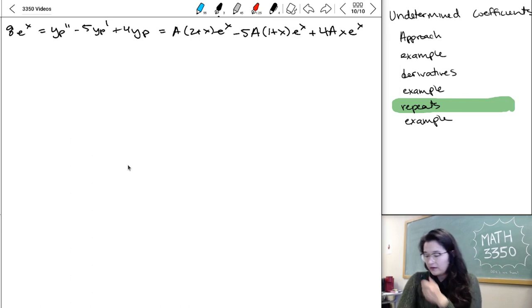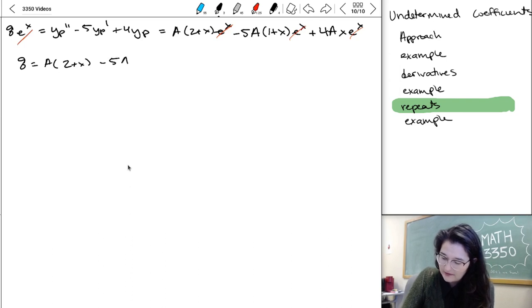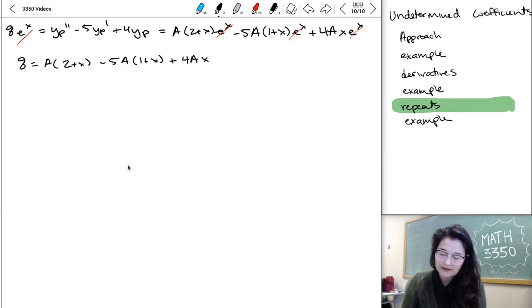To make everything look simpler, I'm going to note that there's e to x in every single term of my equation. So I'm going to go ahead and cancel all those out. And I'm going to be left with that 8 is equal to a times 2 plus x minus 5a times 1 plus x plus 4ax.